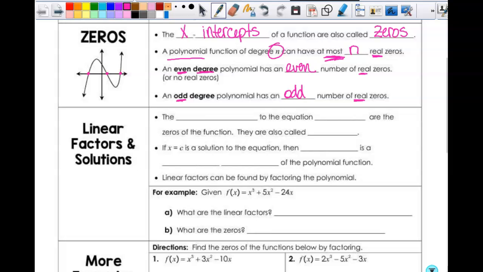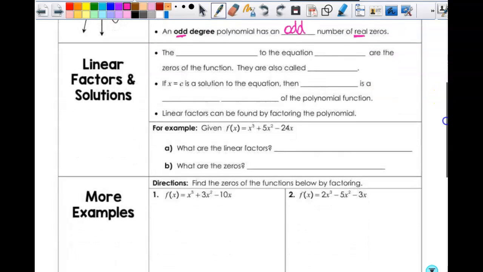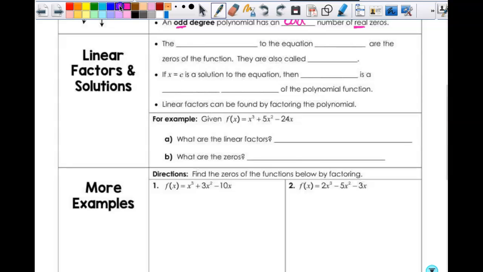All right, so linear factors and solutions. The solutions to the equation f of x equals 0, basically when you take it and set it equal to 0, that's how we factor and stuff, are the zeros of the functions, right? Solutions, they're the zeros. They are also called the roots. Here's where all those different words come in. So you just need to know that those all basically mean the same thing.